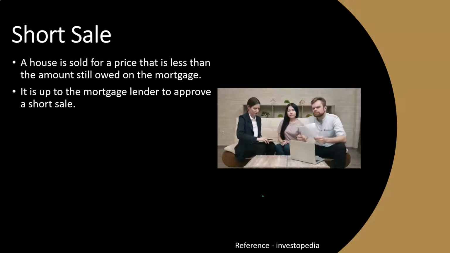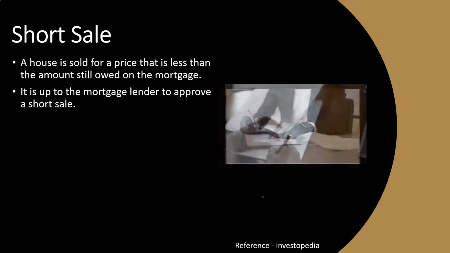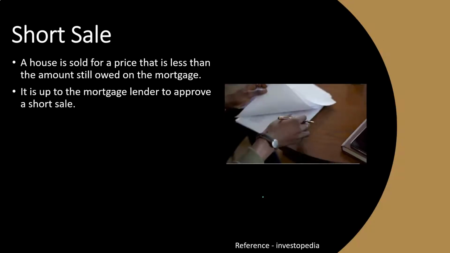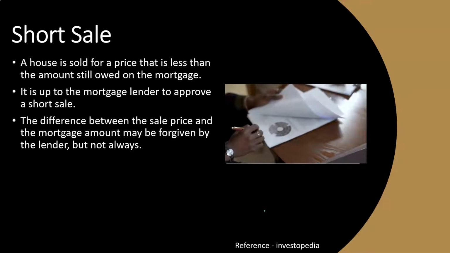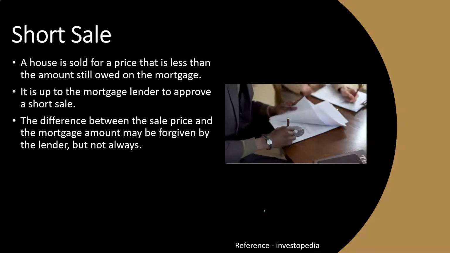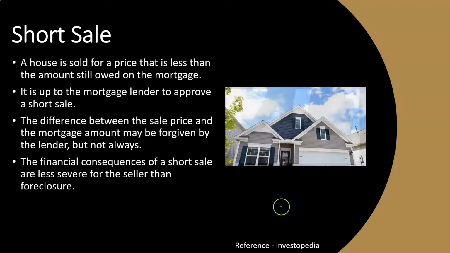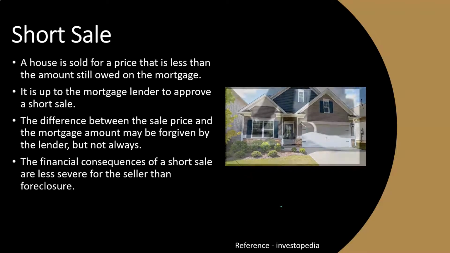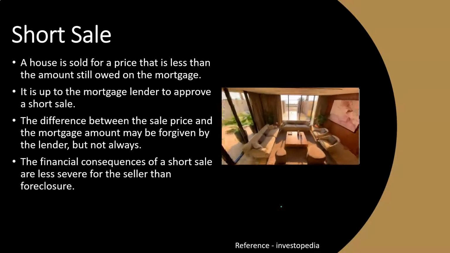So now you've got a sale that happens for less than the amount of the loan, which is generally a problem, because you may not be able to pay off the loan, since the point is you'd generally sell it for more and pay off the loan. So it is up to the mortgage lender to approve a short sale. The difference between the sale price and the mortgage amount may be forgiven by the lender, but not always. The financial consequences of a short sale are less severe for the seller than a foreclosure. So that could be an option in lieu of a foreclosure.